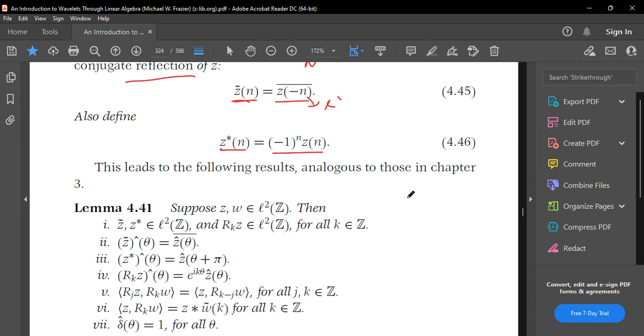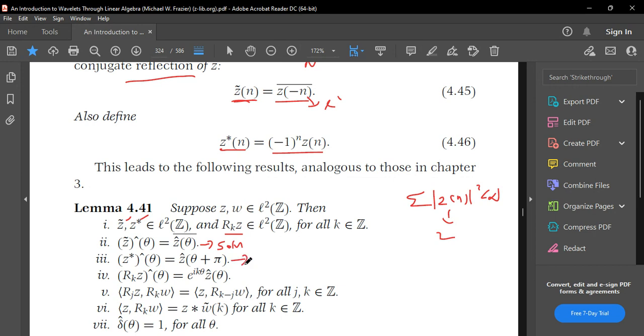What is the condition for L2 of Z? Summation of mod z of n whole square is less than infinity for each vector z. So you prove it for z tilde and z cap. You can easily prove this, and R_k of z also, by applying the definition of R_k. This can also be proved, but the answer is given in the solution manual.